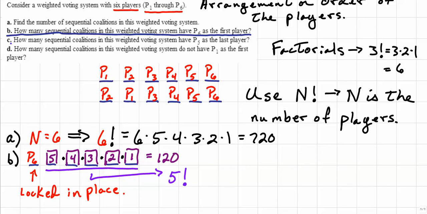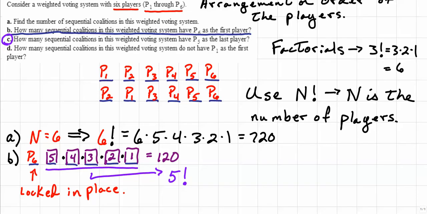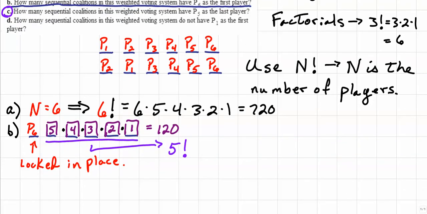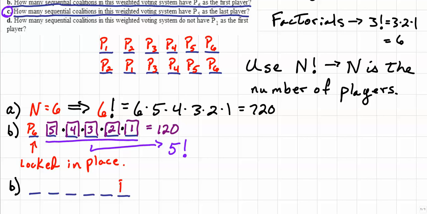And if we look at part C, which says, how many sequential coalitions in this weighted voting system have P sub 5 as the last player? The answer is going to be the same. Because if I continue along the same logic, I have my 6 positions where I'm going to place my players, and in this part C, you'll see that P sub 5 is the last player. That's locked in place also.